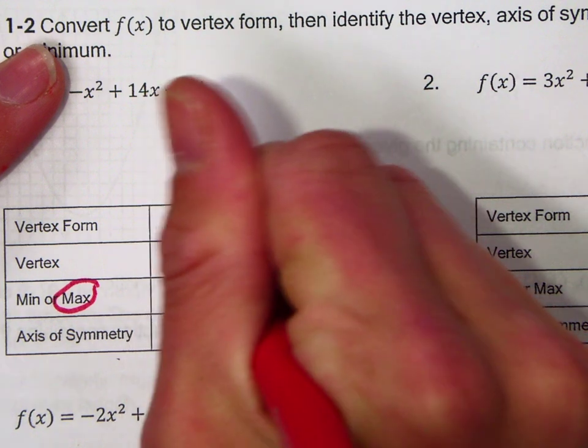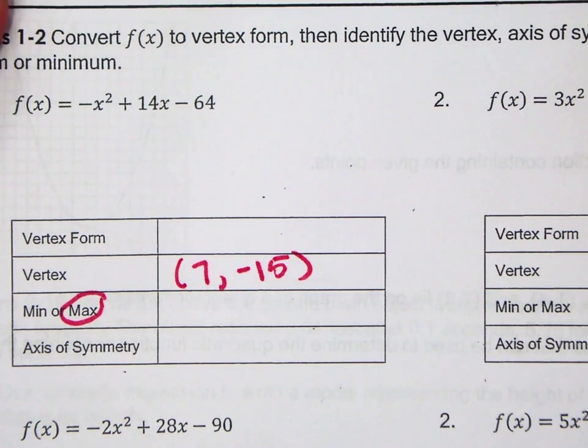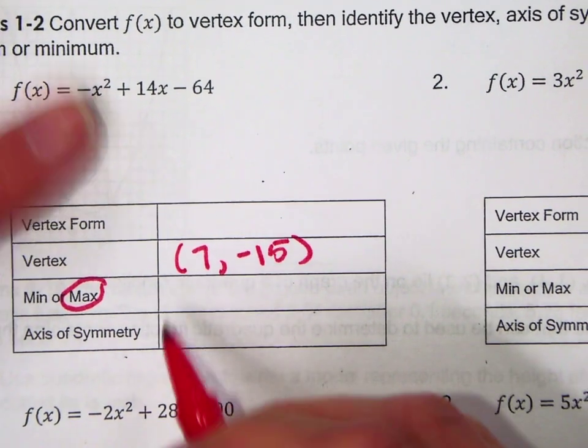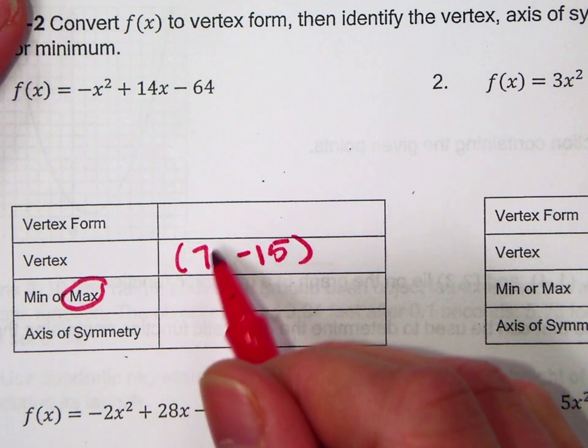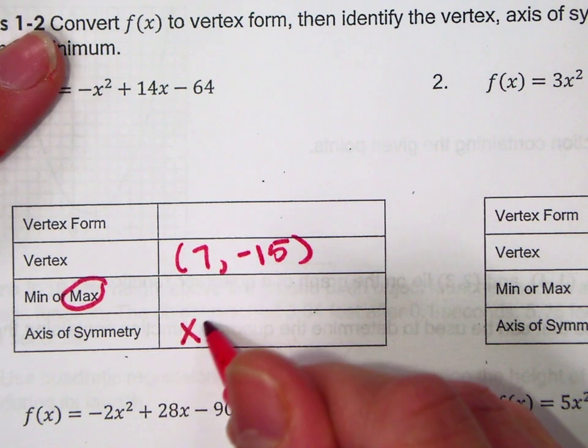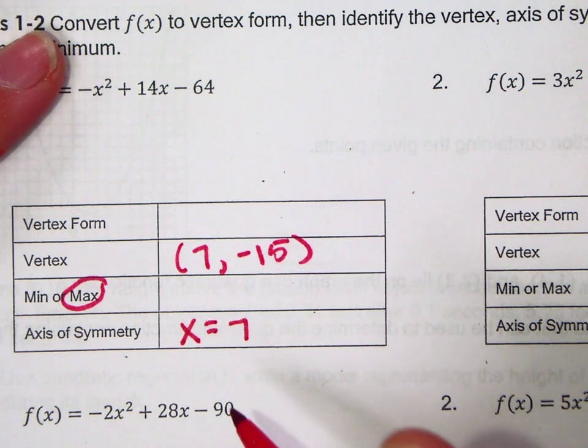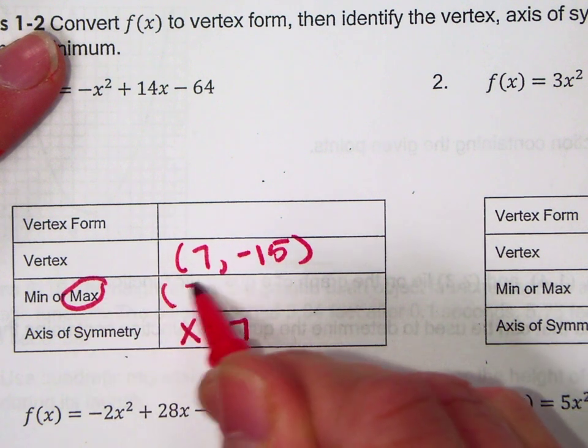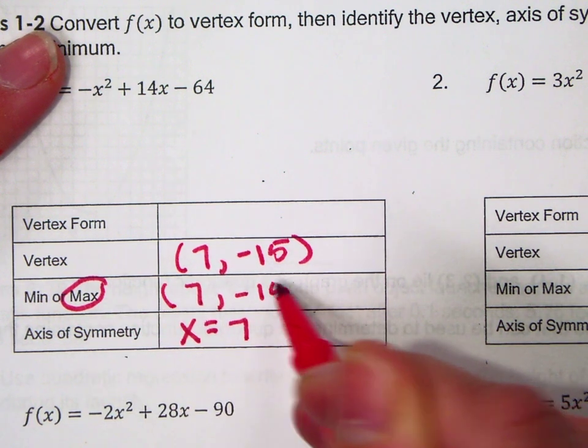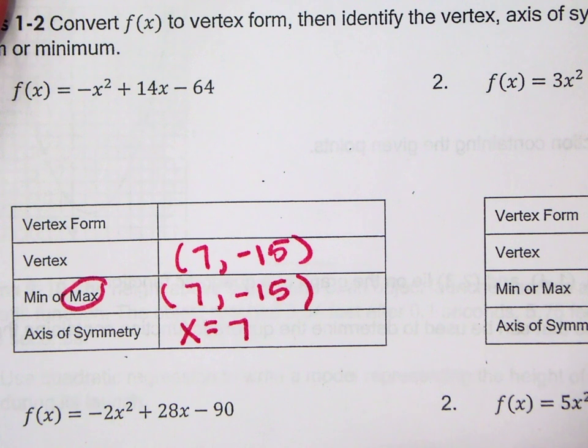So 7, negative 15. The axis of symmetry is going to be the x value of your vertex. So your axis of symmetry is going to be at 7. And your maximum is that same exact point at 7, negative 15.